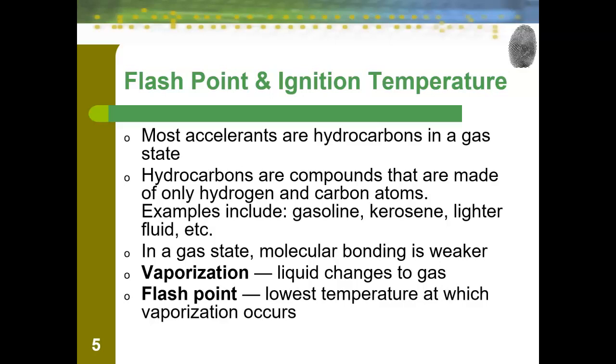So most accelerants, which are common in arson investigations, are hydrocarbons in a gas state. Hydrocarbons are compounds that are made of only hydrogen and carbon, hence the name hydro-carbon. Some examples of these include gasoline, kerosene, lighter fluid, and many more. The reason they are all in their gas state is molecular bonding is weaker at this state, meaning it's easier to break those bonds.